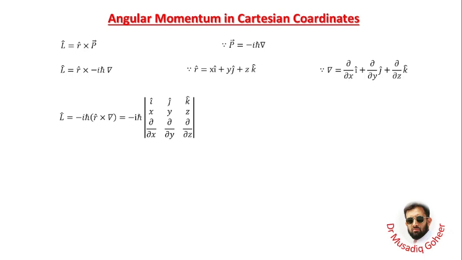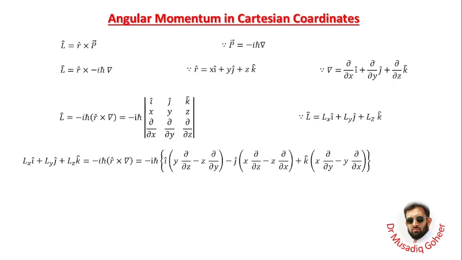Now we will expand this determinant by the first row. So L is equal to Lx i cap plus Ly j cap plus Lz k cap. Lx, Ly, Lz are the components of the total angular momentum L. So when we place the components instead of the total angular momentum and expand the determinant by the first row, we will receive this kind of relation.